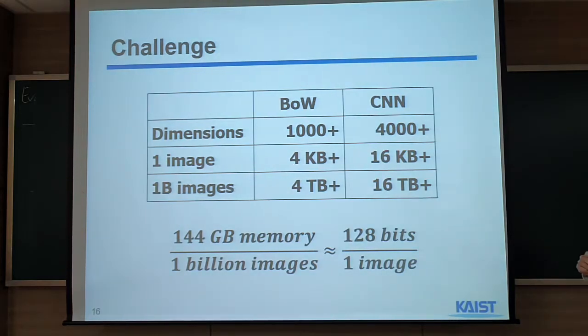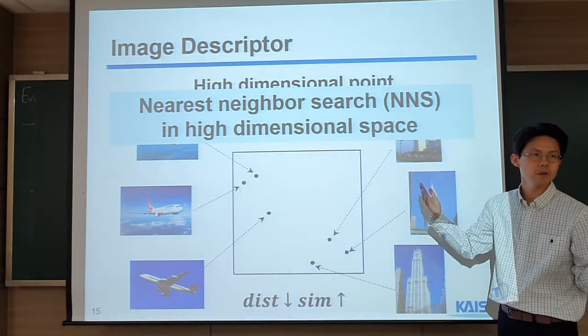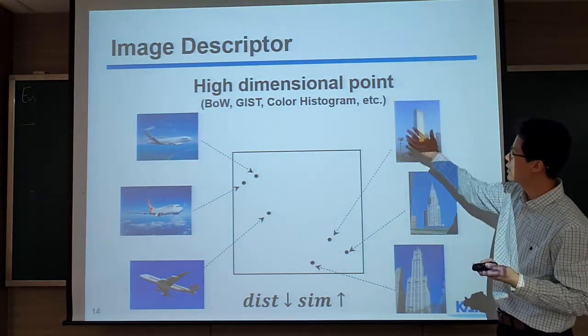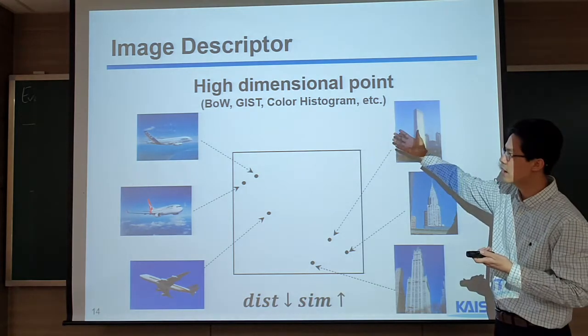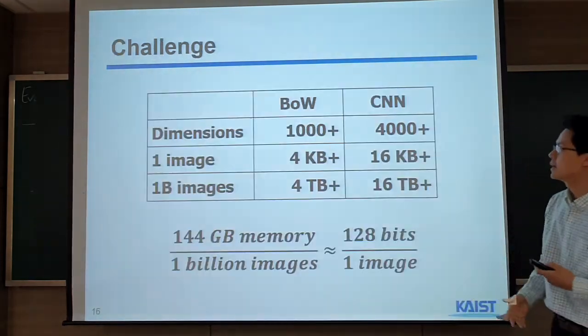So now let's look at the issue. Here in this high dimension space, we might also have a lot of images, right? And as I mentioned before, if you are using the CNN feature, each point has a 4,000 dimension, right?